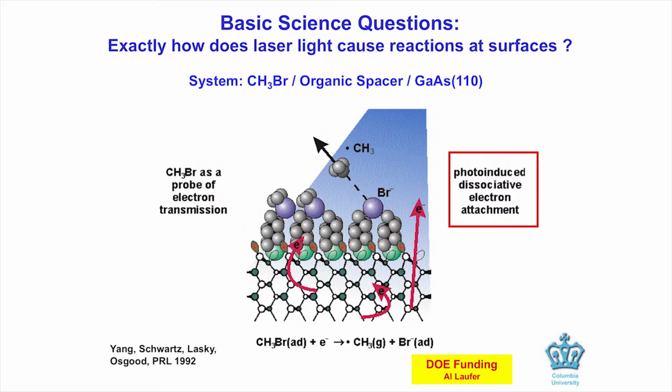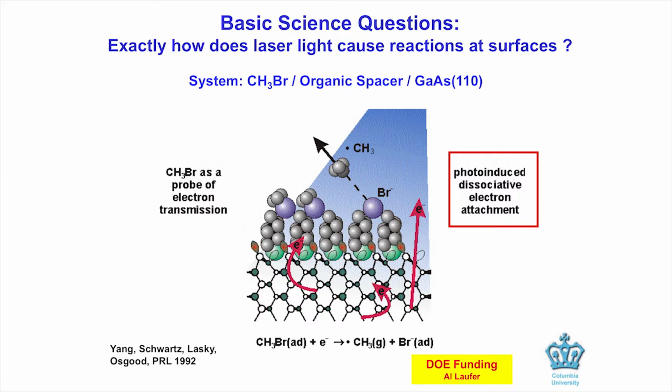So some of the basic science questions: we've talked about lasers doing things on surfaces. What exactly does it do? Light hits a molecule somehow and something happens. It's an interesting thing, but what does it mean?